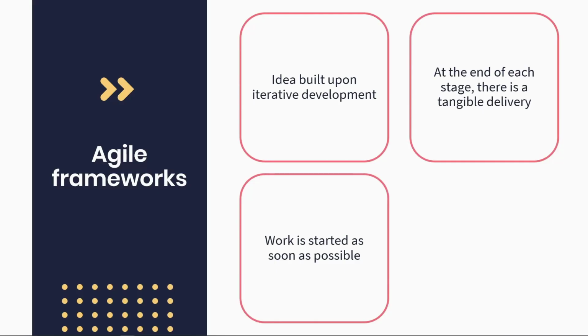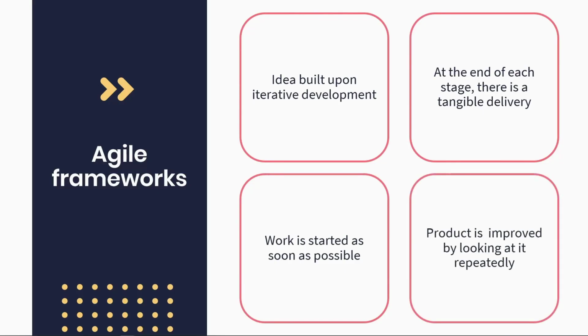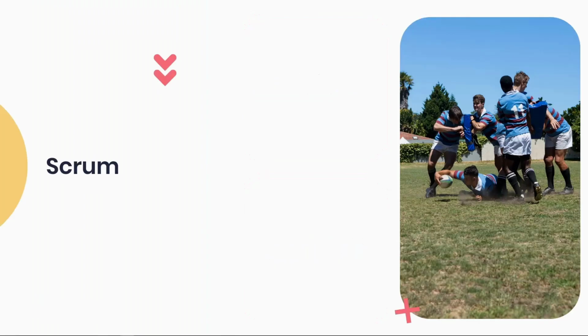This product is then improved by looking at it repeatedly, finding ways in which to do things better, and adding new features as required by the client. At the end of a set number of iterations, the customer is presented with a fully functional finished product, together with all the required documentation. Let's now look at some of the popular agile software development methodologies and see what they're all about.